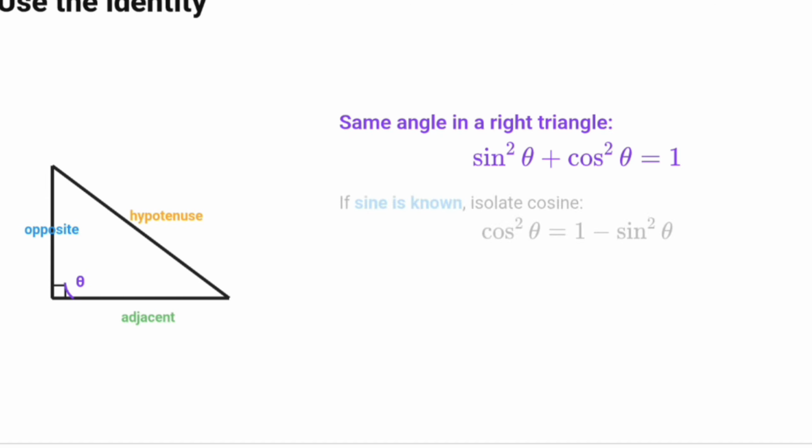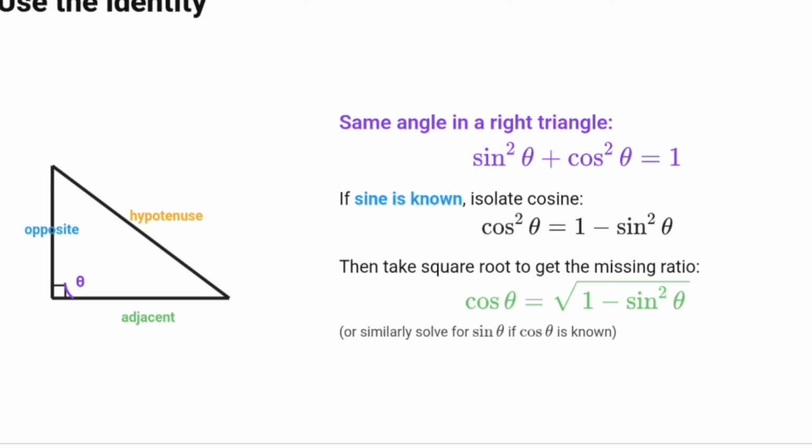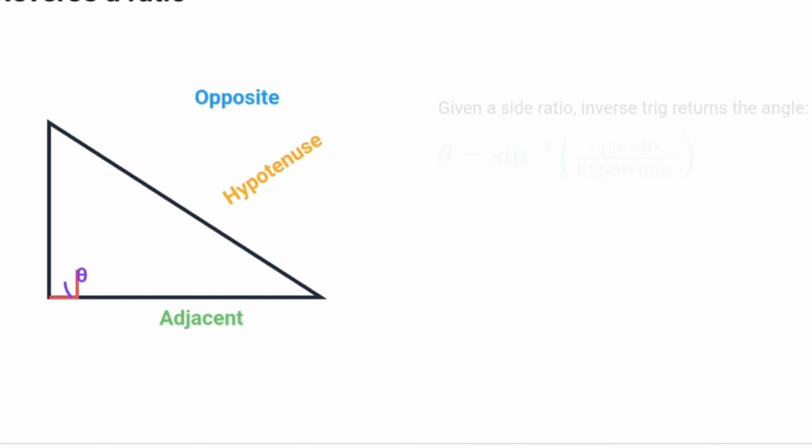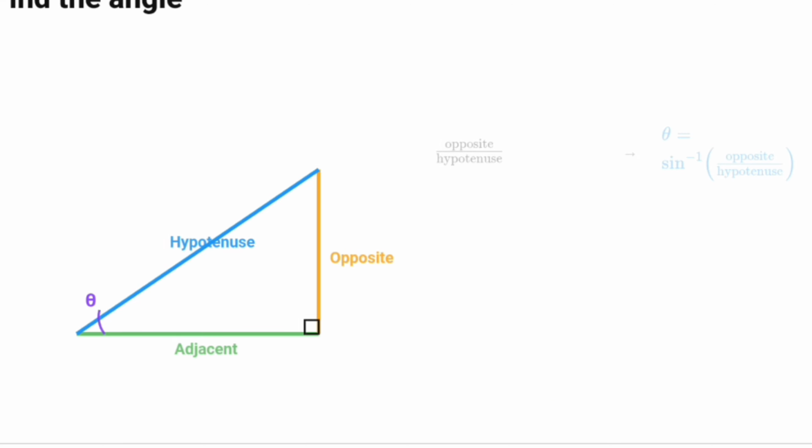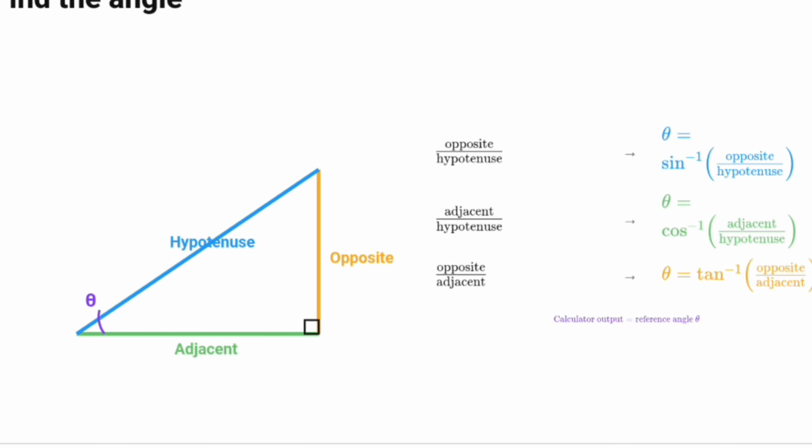After using an angle to find a ratio, inverse trigonometric functions work in the opposite direction. An inverse sine, inverse cosine, or inverse tangent takes a side ratio as its input and returns the angle that produces that ratio. With a known ratio from the side lengths, the calculator uses inverse sine for opposite over hypotenuse, inverse cosine for adjacent over hypotenuse, and inverse tangent for opposite over adjacent. The result is the measure of the reference angle.